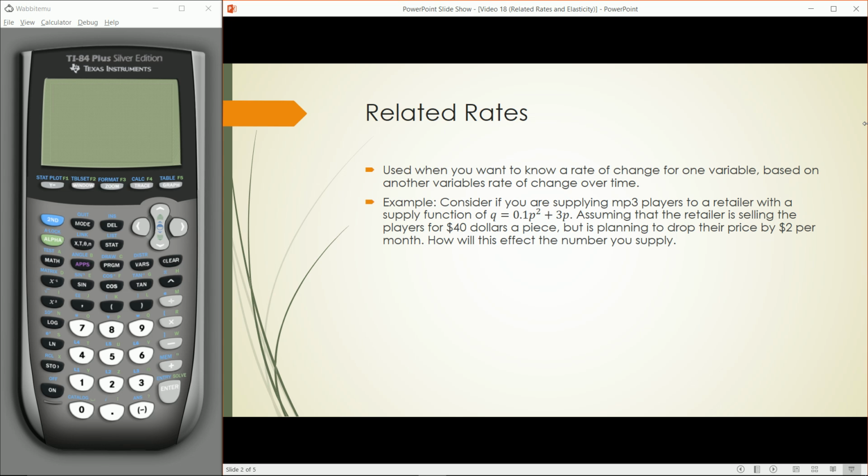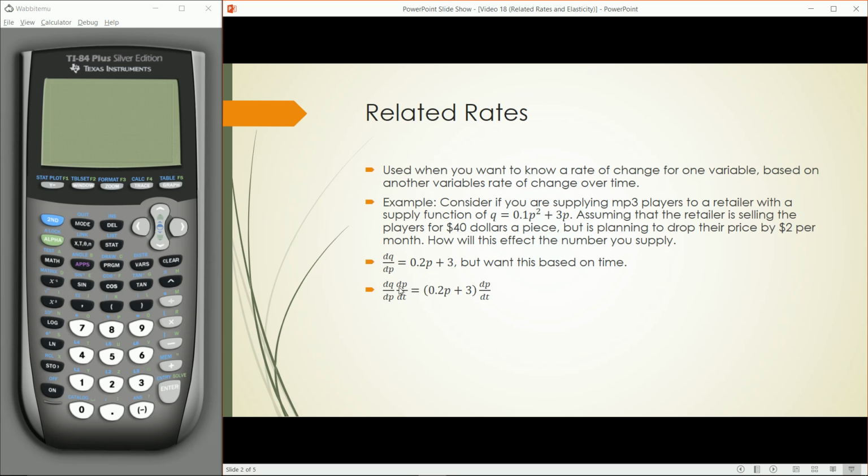Consider this example. If you're supplying MP3 players to a retailer, and you have the supply function given here, and assuming that retailer is selling the players for $40 a piece, but plans to drop the price by $2 per month, how will this affect the number you supply? Very first thing, you take your derivative. But as you would know here, we just took the derivative with respect to P, our price, and we want it based on time. So what we could do instead is multiply by the derivative of price with respect to time, like this.